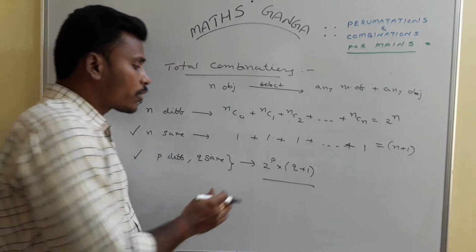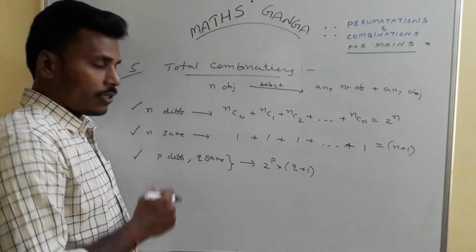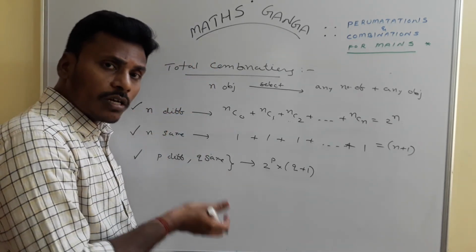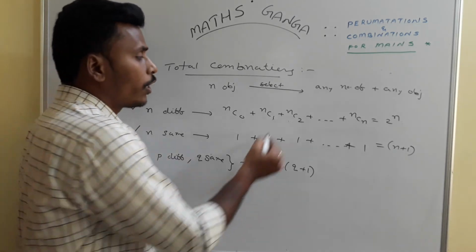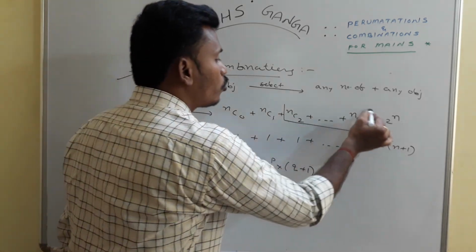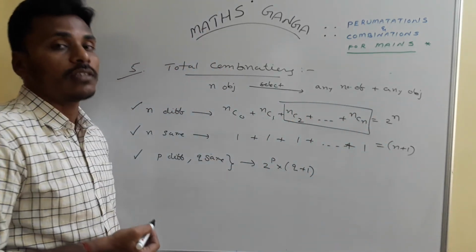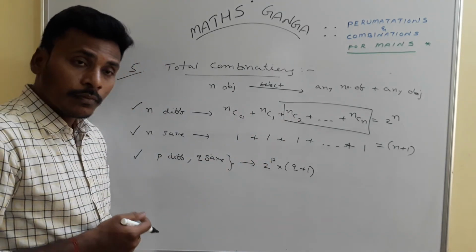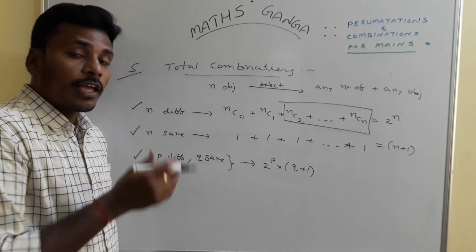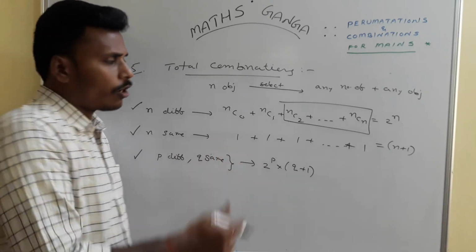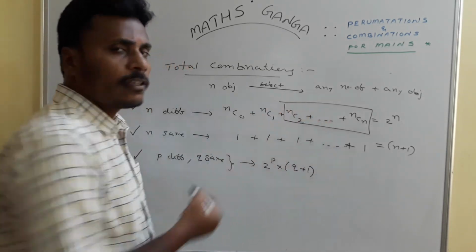If they ask you to select at least 2 objects and n are different, since we need to select at least 2, the value is nC2 plus nC3 plus and so on up to nCn. And n objects are different. If they ask you to select only 3 objects, then that value is directly nC3.